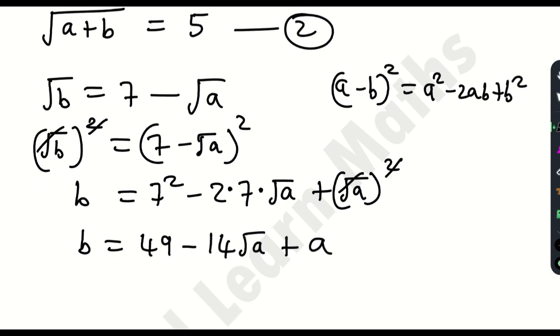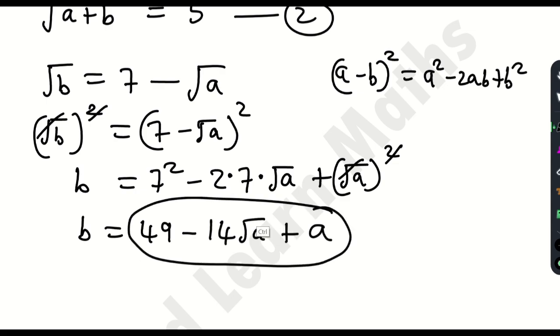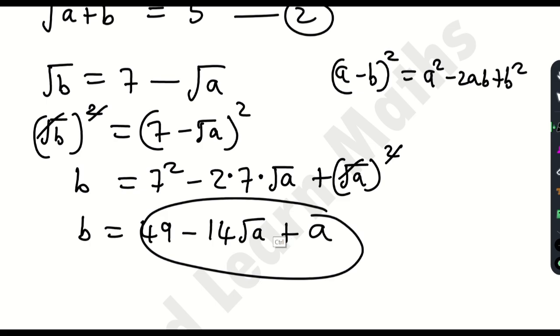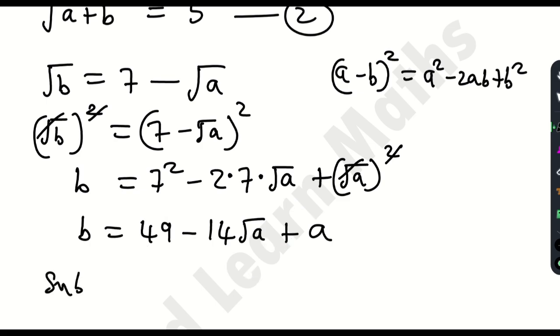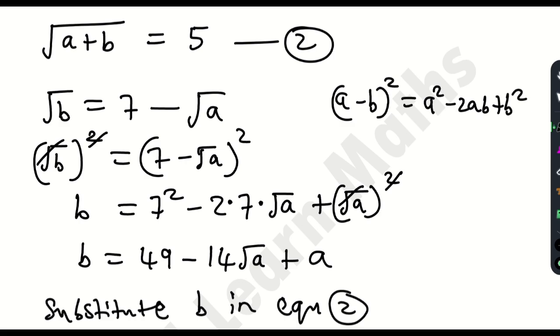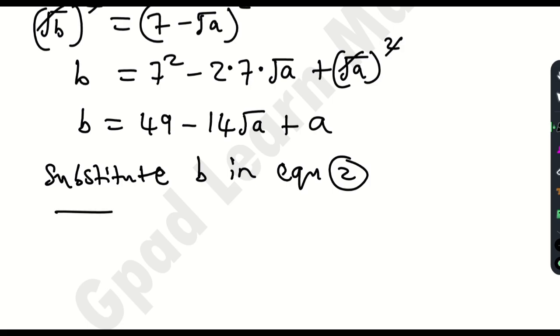Now that we have an expression for b, I am going to substitute this expression into equation 2. So whenever I see b in equation 2, I'm going to replace b with this expression. Let's do that. So I'm going to substitute b in equation 2. Now what is equation 2 again? The square root of a plus b is equal to 5.